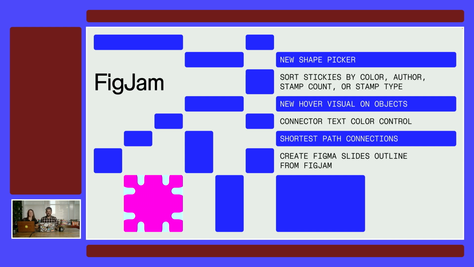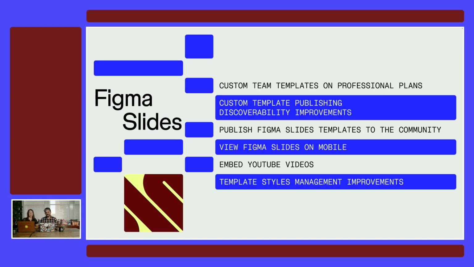And then we have the sort options to sort stickies by color, author, stamp count, and stamp type. Heading over to Slides, we have the ability to turn your FigJam boards into a Figma Slides outline. We have custom team templates available now in Pro plans. Woohoo! So excited for that. So great. Also, additional discoverability improvements for those custom templates.